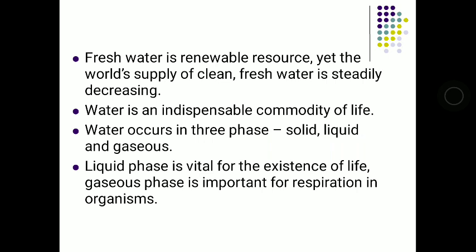Water occurs in three phases: solid, liquid and gaseous. Solid phase is the one we can see in ice caps. Liquid phase is water which we drink. Gaseous is mainly helpful for respiration, for the plants, for transpiration. So liquid phase is vital for the existence of life. Gaseous phase is important for respiration in organisms.